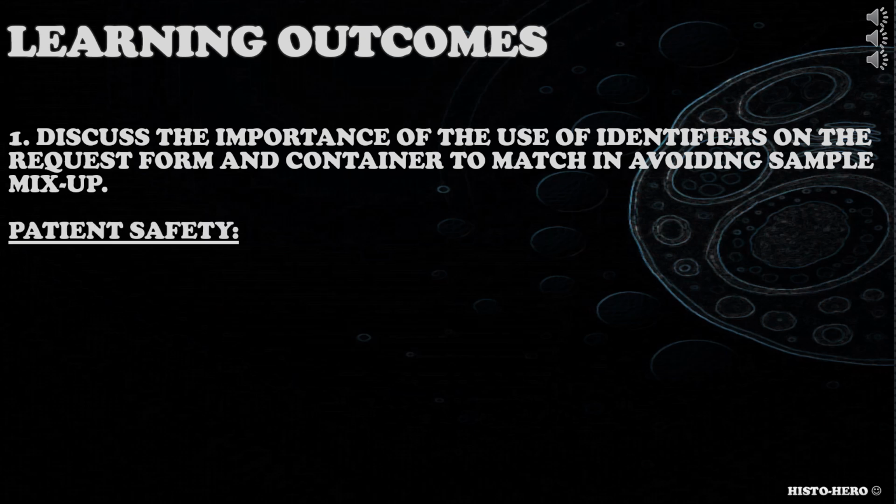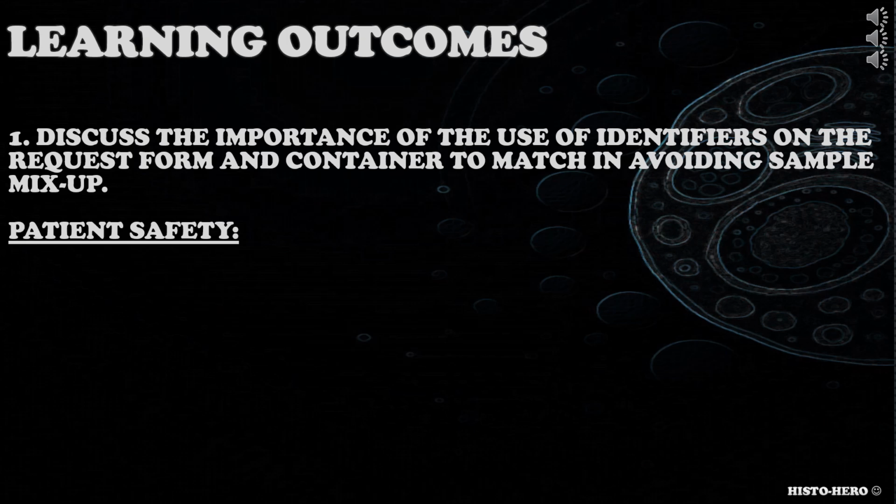The first learning outcome is discuss the importance of the use of identifiers on the request form and containers to match, in avoiding sample mix-up. The candidate needs to be able to discuss the importance of using identifiers to avoid sample mix-up. Does the candidate know why it is important to check patient identifiers on the sample pot and the request form? Do they check the relevant information? Do they know how many identifiers are needed to accept the sample for analysis? Do they know what to do when the patient identifiers do not match? Do they know the consequences of sample mix-up?